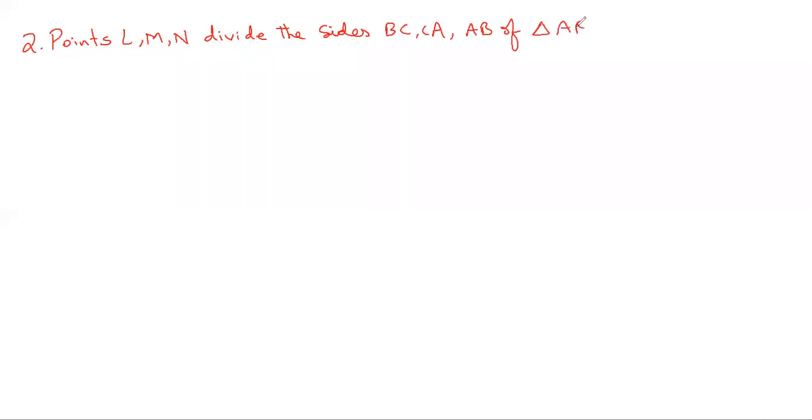Next, question number 2. What they're giving in question number 2: the points L, M, N divide the sides BC, CA, AB of triangle ABC in the ratios 1:4, 3:2, 3:7 respectively.